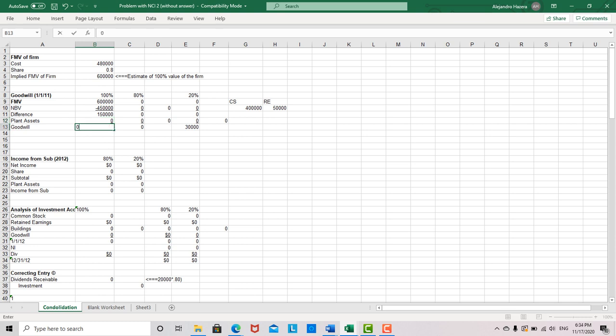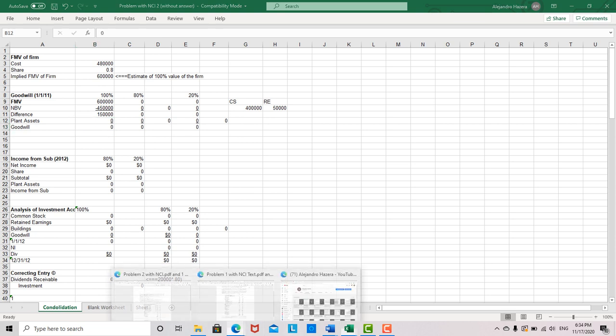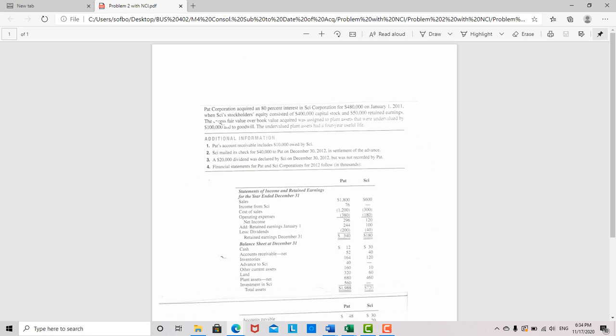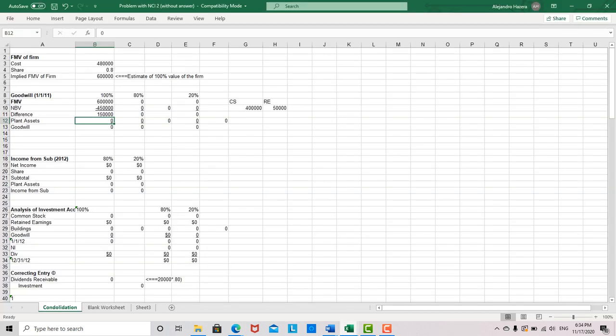Now, how is that split? It tells you in the text of the problem. Let's go back to the text. The text tells you that the excess of fair value over book value was allocated $100,000 to undervalued assets, plant assets, and the remainder to goodwill. So they're just telling you how it's split up. You don't have to do any calculations. So minus 100,000 goes to plant assets, and the remainder goes to goodwill.